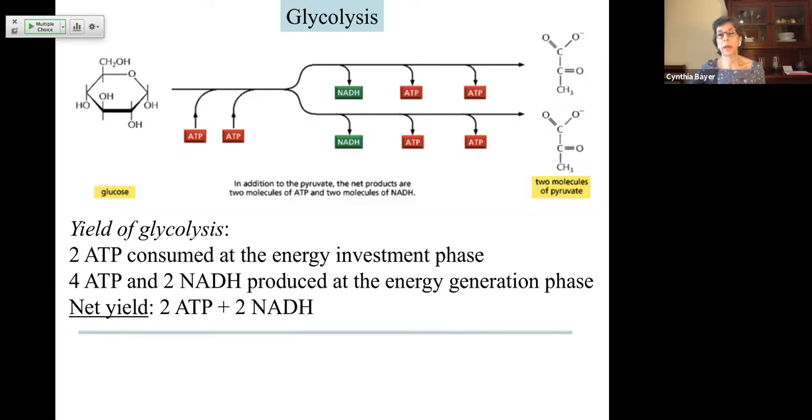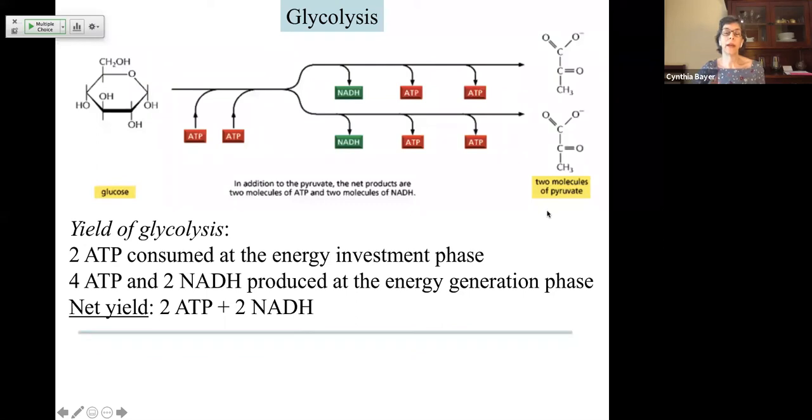Now, one thing we need to keep in mind, of course, is that if this pyruvate builds up in the cell, all of those enzymes can catalyze reactions in either direction. So if pyruvate is building up in the cell, glycolysis will stop.